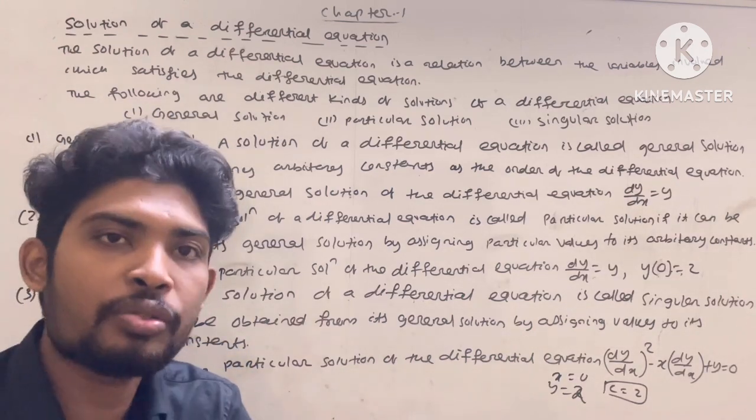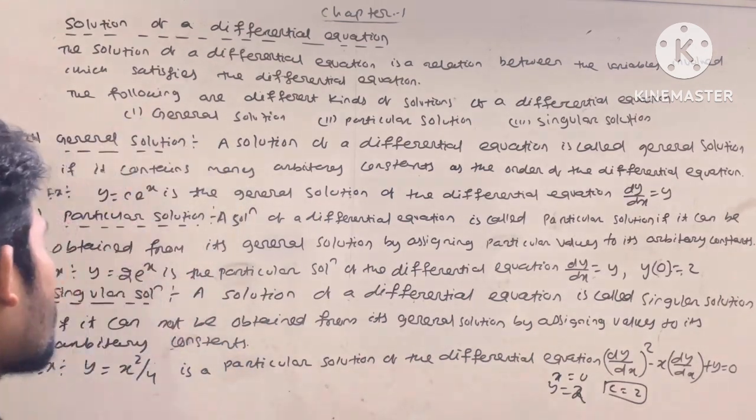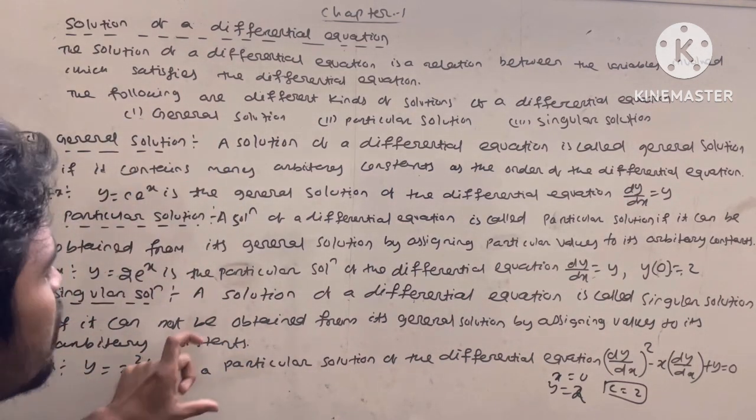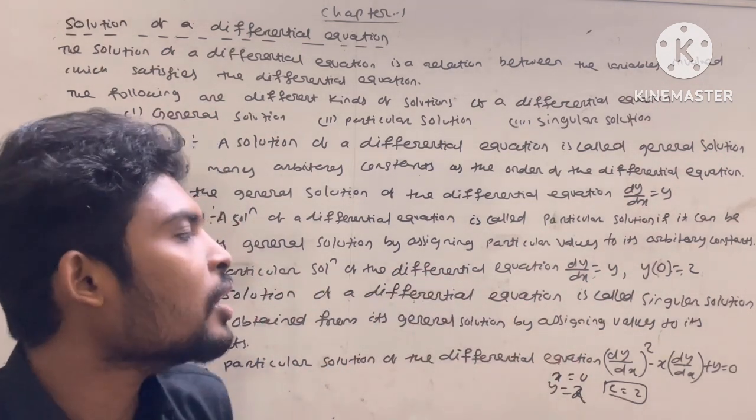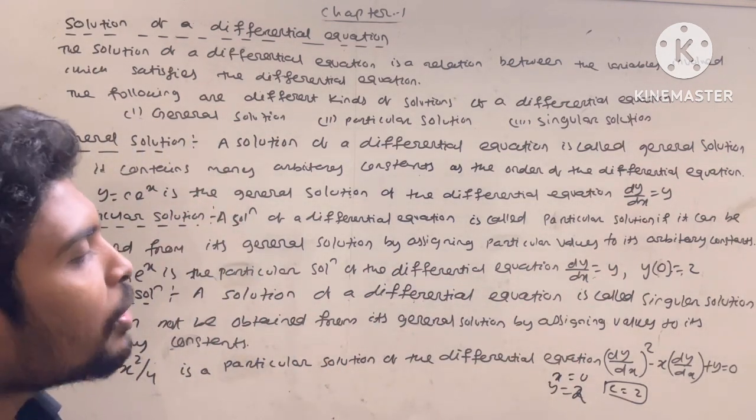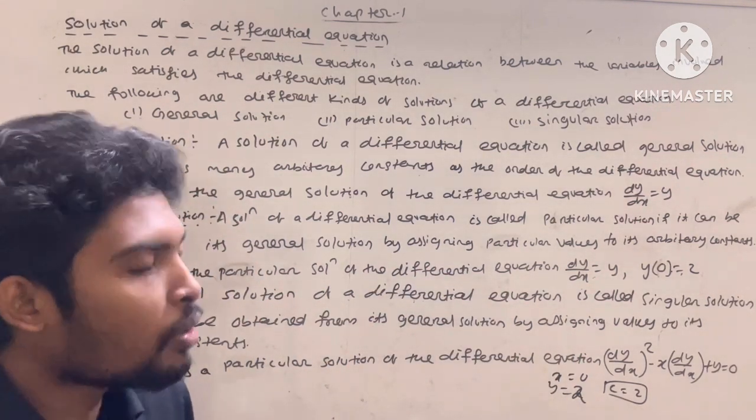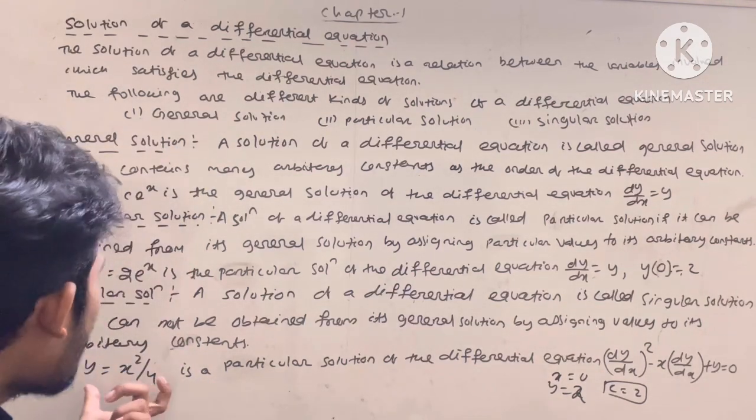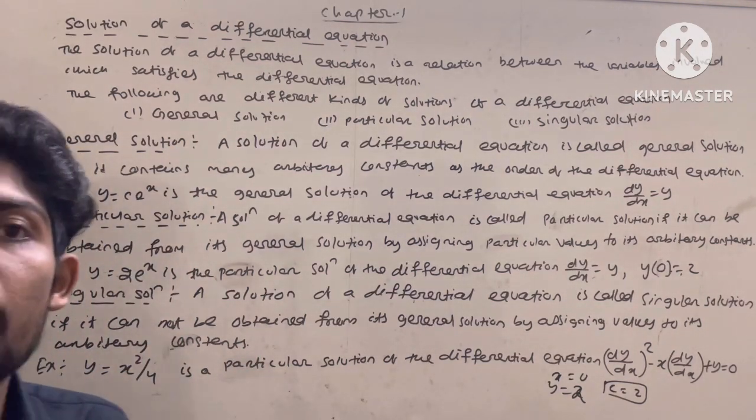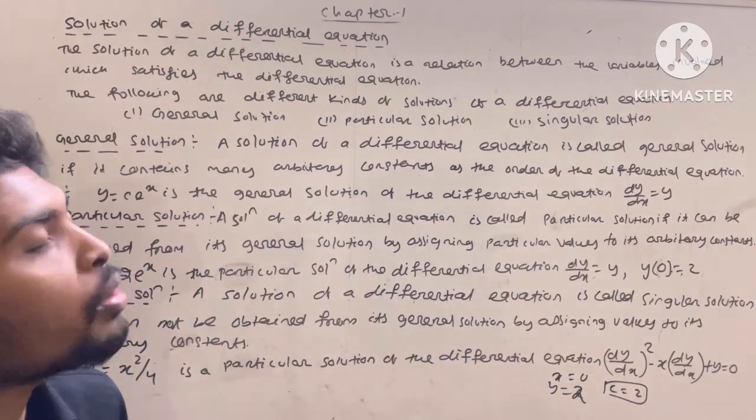That is, this is a different solution. This is a particular kind of solution. So y equal to x square by 4 is a particular solution of the differential equation. Okay, and dy by dx minus x dy by dx plus y equal to 0. And this is a singular solution. This is the singular solution of the given differential equation. Okay, this is all about the definitions.